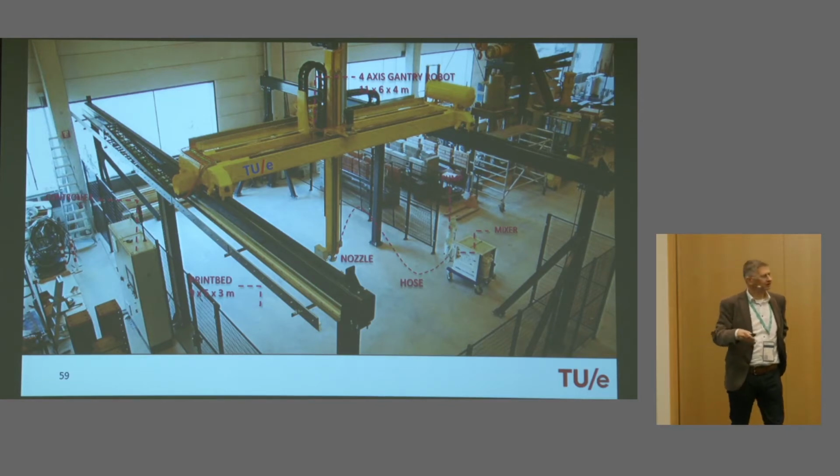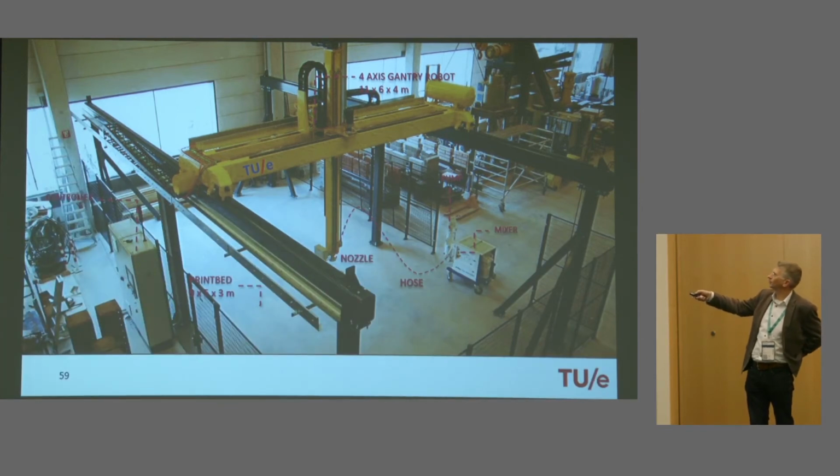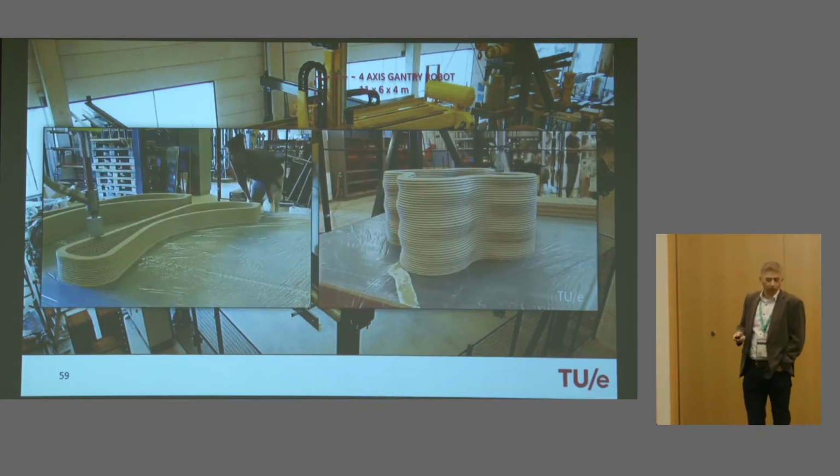It starts with a file, and that file is uploaded to this machine, and that file already contains the shape, so the movement of the robot, but also what happens there in my mixing plant. Everything is controlled within one file up front. And this is how it works, apparently.